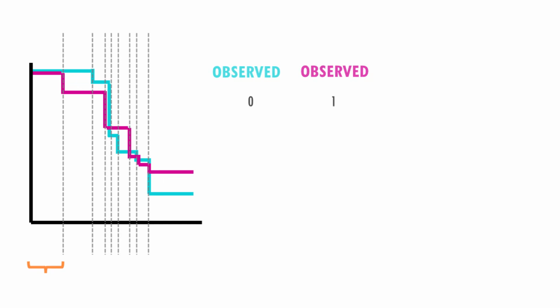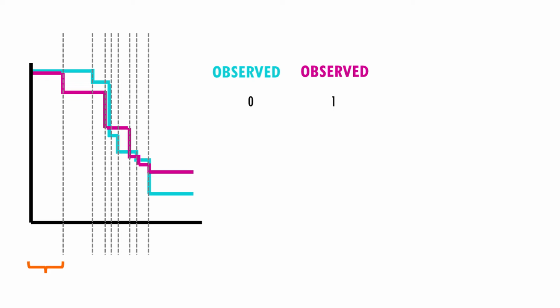So first of all, we're going to count the number of observed events, and we count the number of observed events for each group separately in each of the time intervals. So a time interval is marked by the event happening. So in the first time interval, for example, there was one patient in the pink group who died and no patients who died in the blue group. And now we need to count the number of expected events.